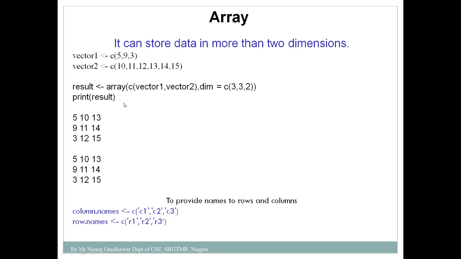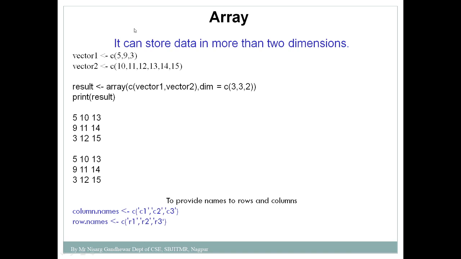Then we'll create an array by using the array function. Result is a variable to which I am assigning the array. In the bracket you can see C, that is used for vector. So there are 2 vectors, vector v1 and vector v2. Then here we have provided dim equals C(3, 3, 2). So number of rows are 3, number of columns are 3, and number of matrices that we are going to create are 2. So it helps us to create two 3 by 3 matrices.